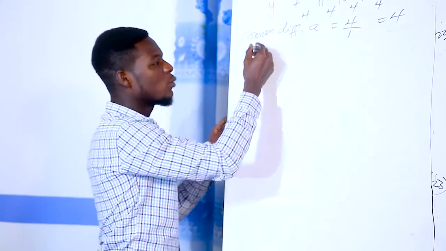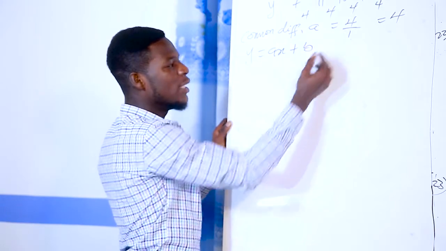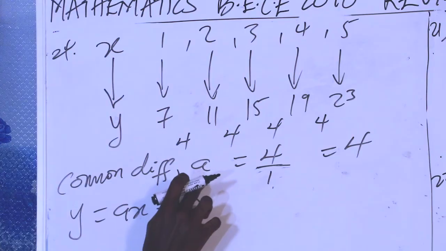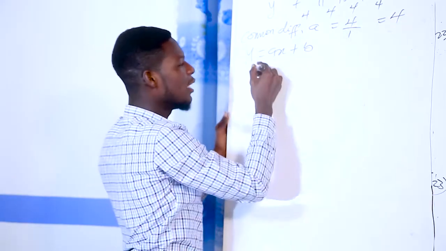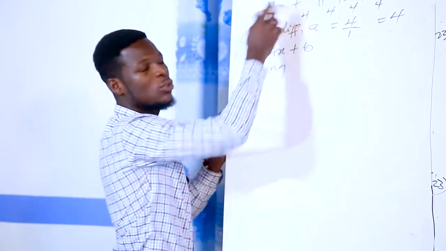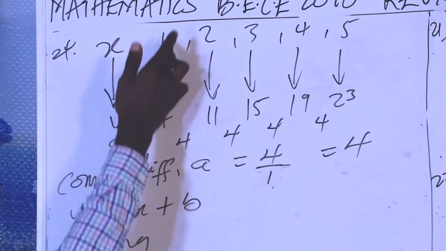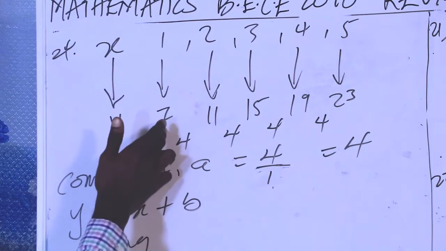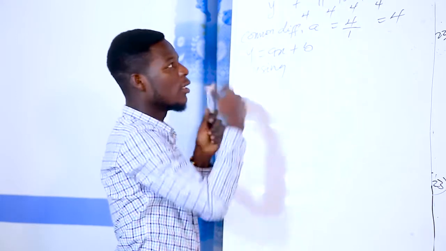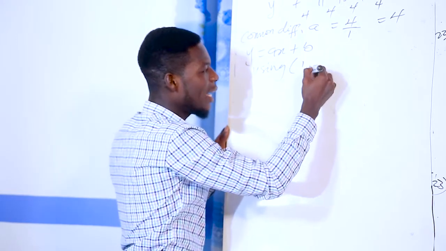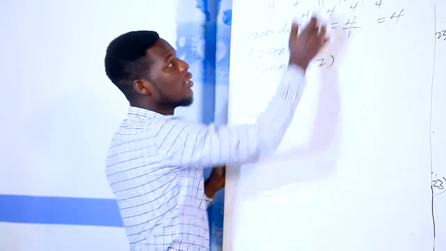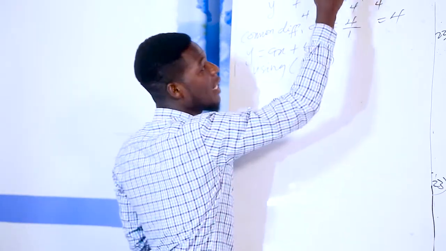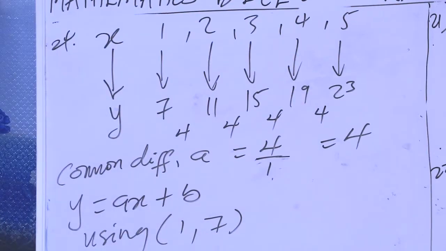Now after getting your common difference, you know that the general formula for a linear function is y equals ax plus b. So this is your a. Now you take your a, which is your common difference, and you use any of the 2 points given. So you use 1 point of the domain and its corresponding point of the codomain. So you have using 1 and 7. You can also decide to use 2 and 11. You get the same answer. 3 and 15, the same answer. 4 and 19, 5 and 23, the same answer.